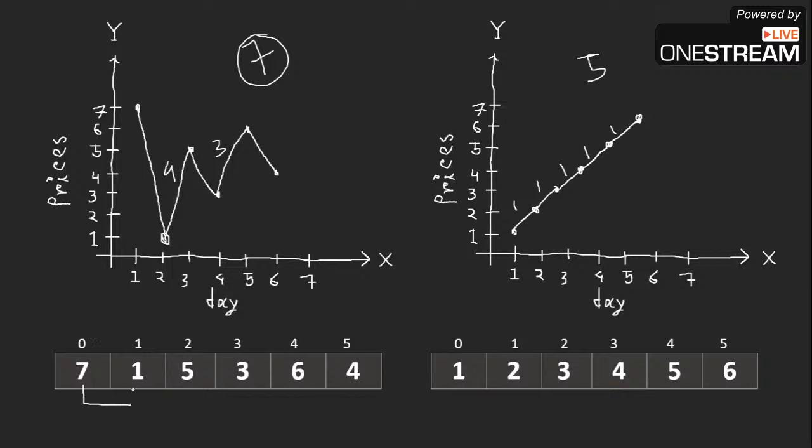First we'll compare this. We see decreasing, not increasing. So we will not buy at left and we will not sell here. Then for this pair, we will buy here and we will sell here because this is increasing. Now here we see for these two, we will not buy at 5, we will not sell at 3. Then for this pair, it's increasing. So we can buy at 3, we can sell at 6. Then here we see that we cannot buy at 6 and we cannot sell at 4.